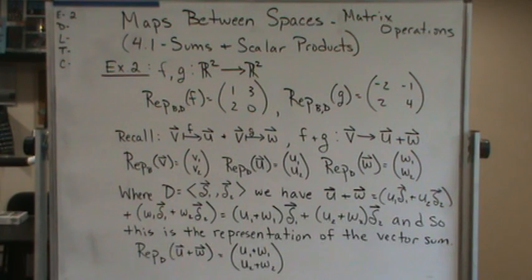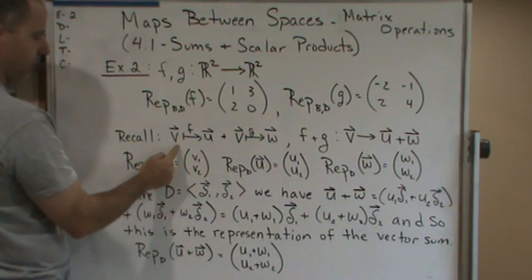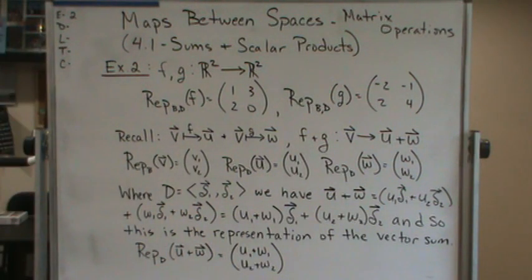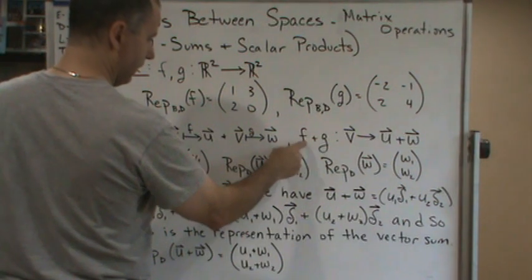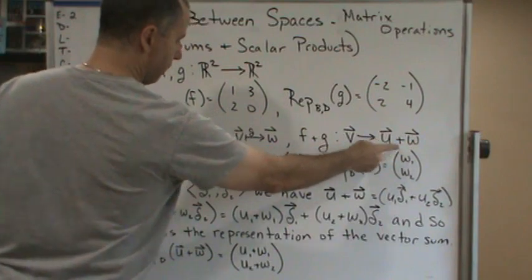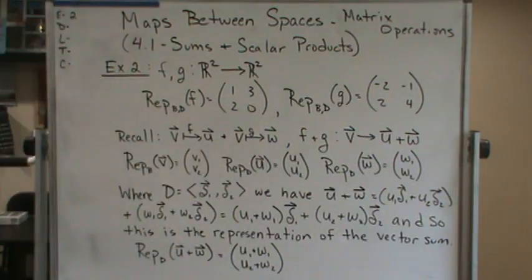Okay. Also recall that when we have a function, we have these two mappings for f and g, and this is the definition of a sum, that we add the vectors. So this is just a vector sum. So if we have the addition of this function, we have going from v to the sum of u and w.